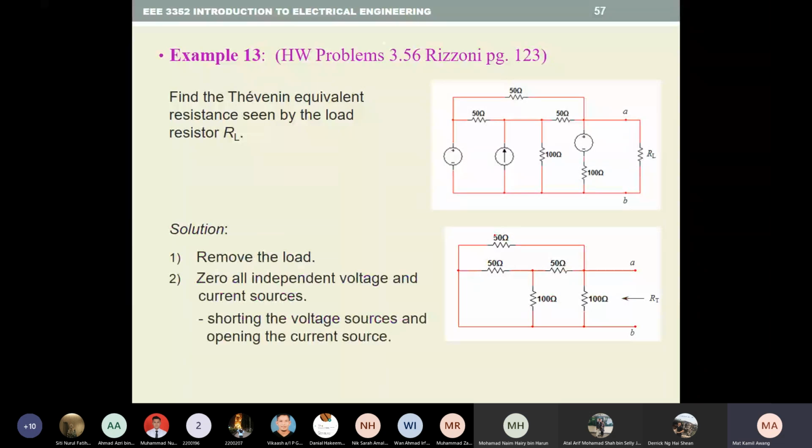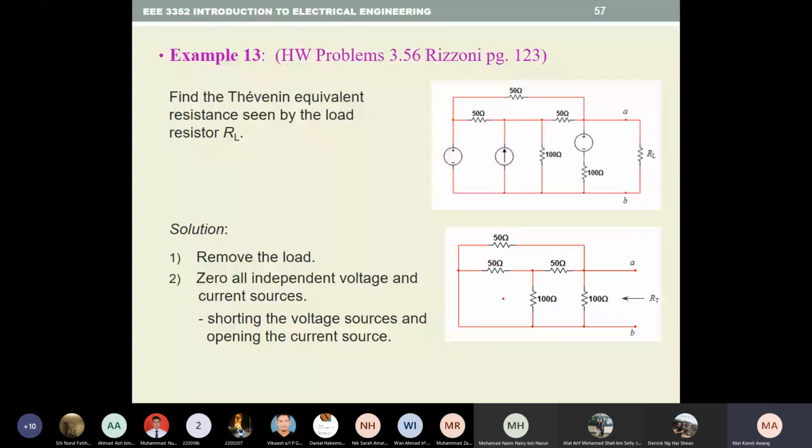So that is the circuit. First, you remove the load, RL, so you get this terminal AB. Second, zero all the independent sources. So the voltage source becomes a short, the current source becomes open here, and this voltage source also becomes a short here. So you have these resistive circuits. Then you calculate.